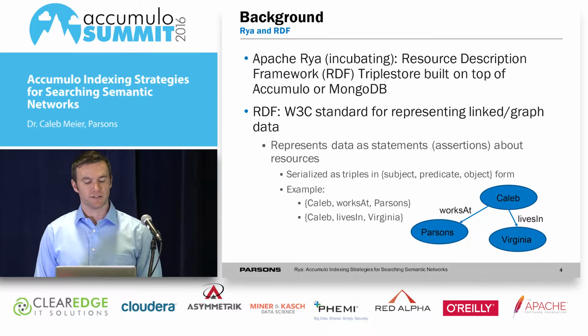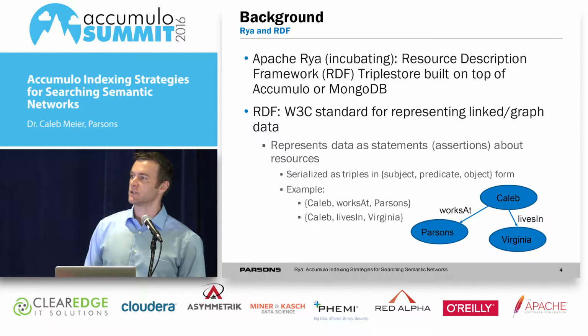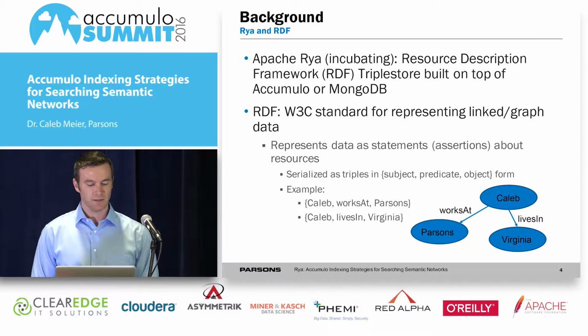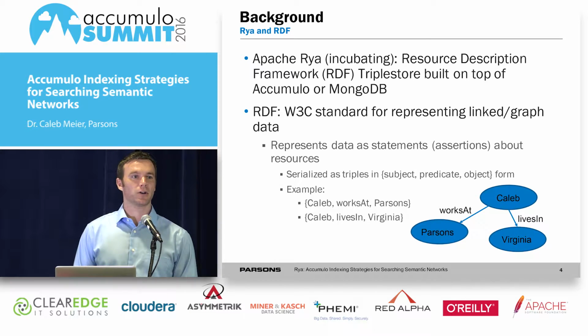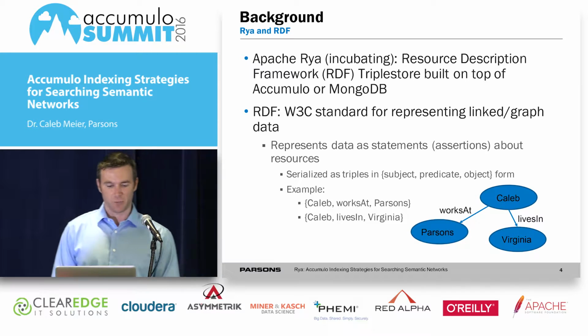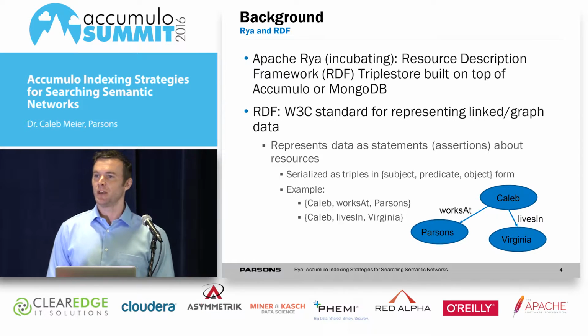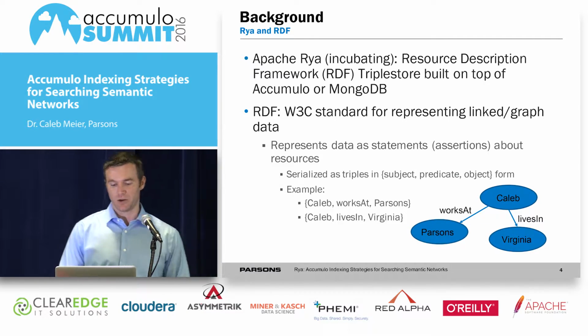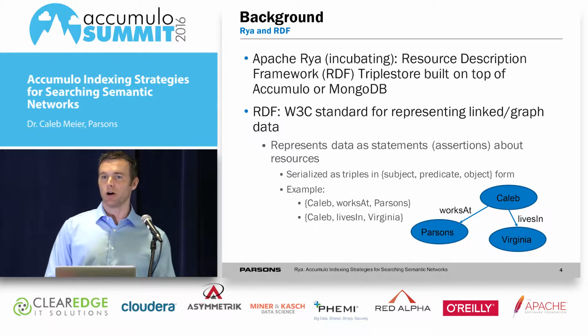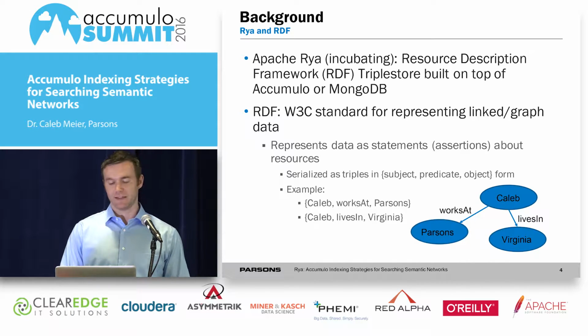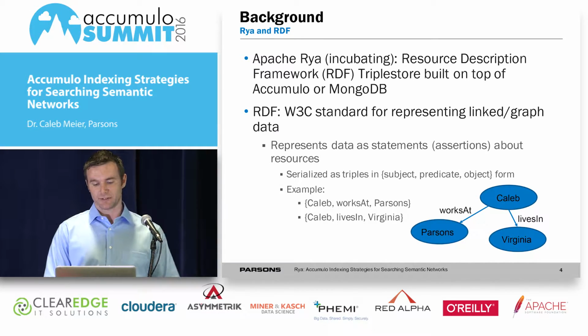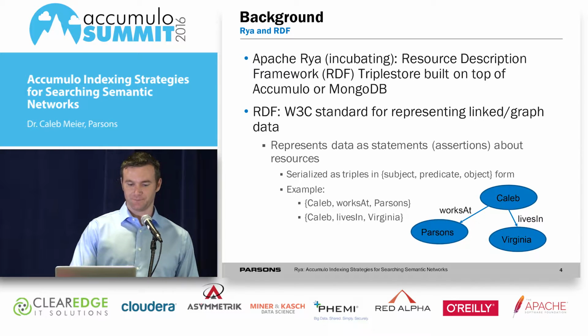Statements are serialized as triples, which consist of a subject, a predicate, and an object. So here at the bottom of the slide, we have a couple of statements: Caleb works at Parsons, Caleb lives in Virginia, and we have the corresponding RDF graph on the right. You can see that nodes in the RDF graph correspond to subjects and objects, and predicates correspond to the edges between them, where the predicates are directed from subjects to objects.